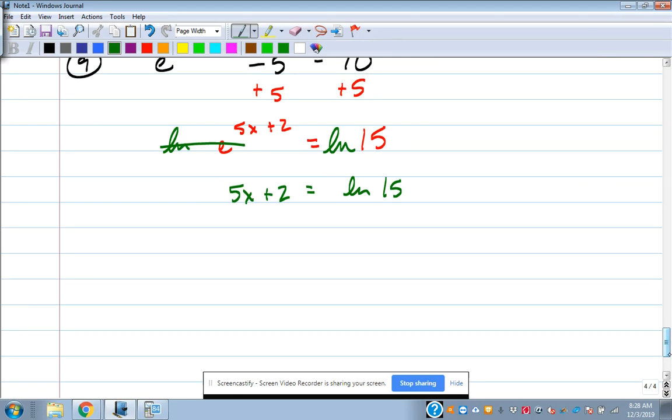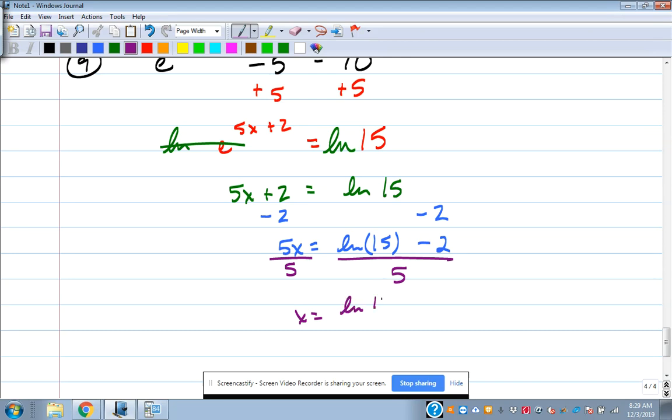And now we've got to get x by itself. Remember that natural log of 15 is just a number. We're not going to write out the decimal for it yet, because we couldn't write enough of it to make it work. But so what do we do to solve it for x? Minus 2. So it's going to be 5x is equal to natural log of 15 minus 2. And then the last step would be divide all by 5. So natural log of 15 minus 2, all divided by 5.